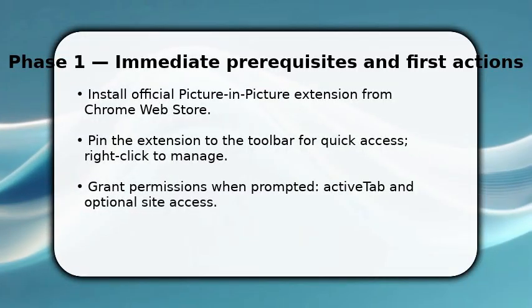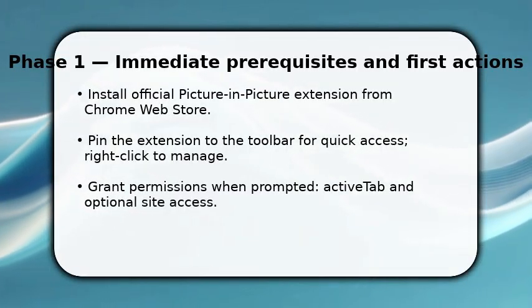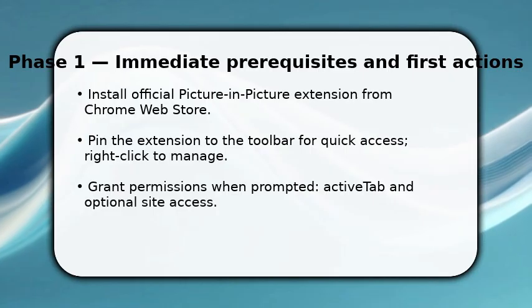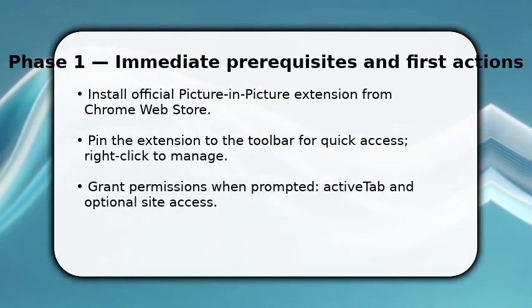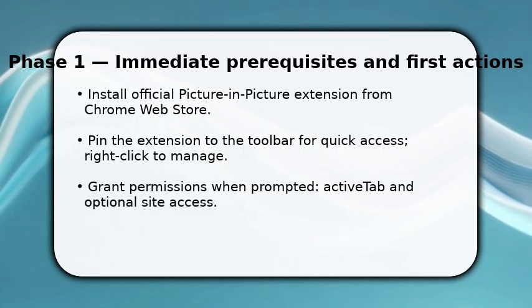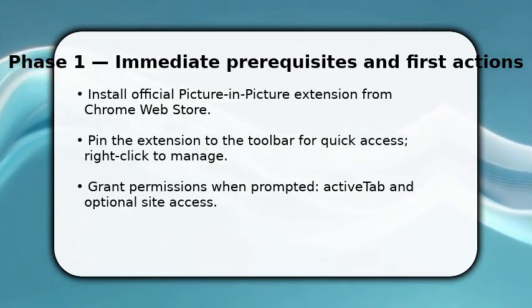You start by installing and pinning the picture-in-picture extension so it's ready when you need it. Once installed, click the toolbar pin and confirm permissions. This lets the extension grab video frames from the active tab.